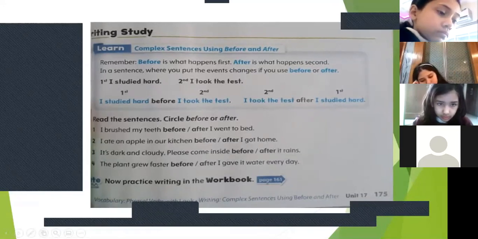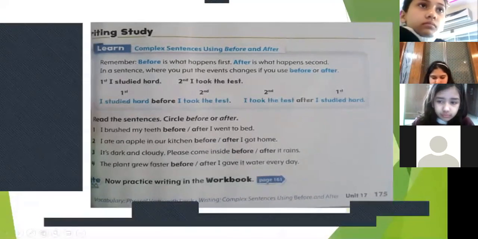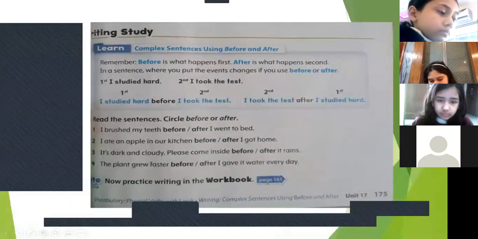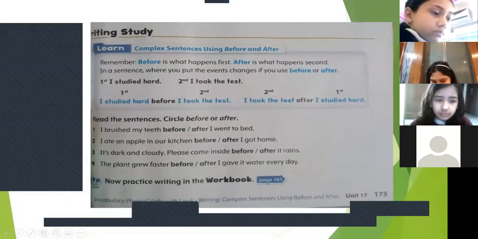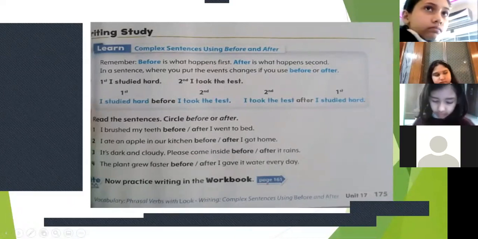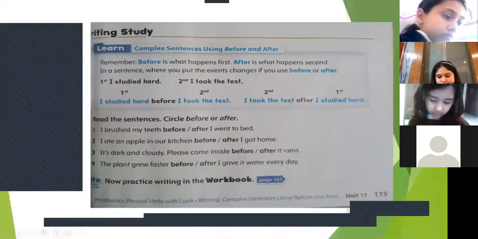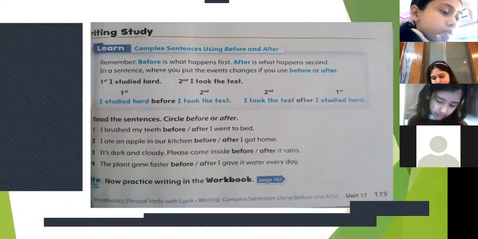So what is it? I studied hard before I took the test. But when you will be using the second sentence at first, I took the test after I studied hard. Both are correct. When you will be using before, then the thing which happened at first, you will start writing with that sentence. And when you will be using after in the sentence, then the thing which happened in the last, you will write on that one at first, and then you will write on the first sentence in the last, okay? This is what you will understand when you will read the sentence.